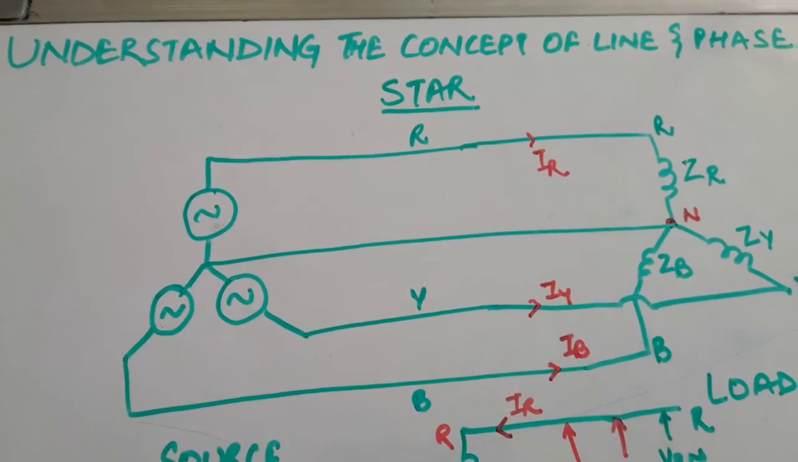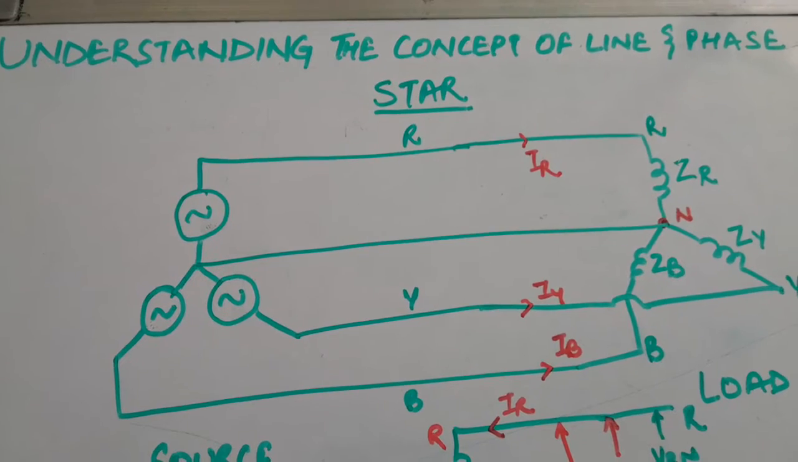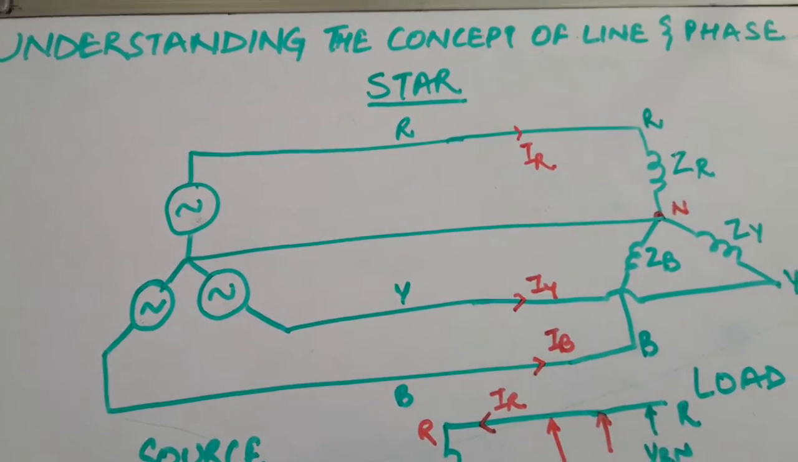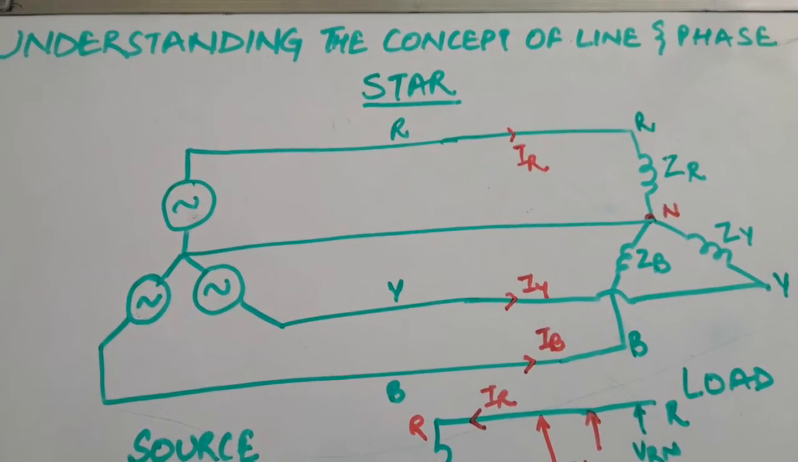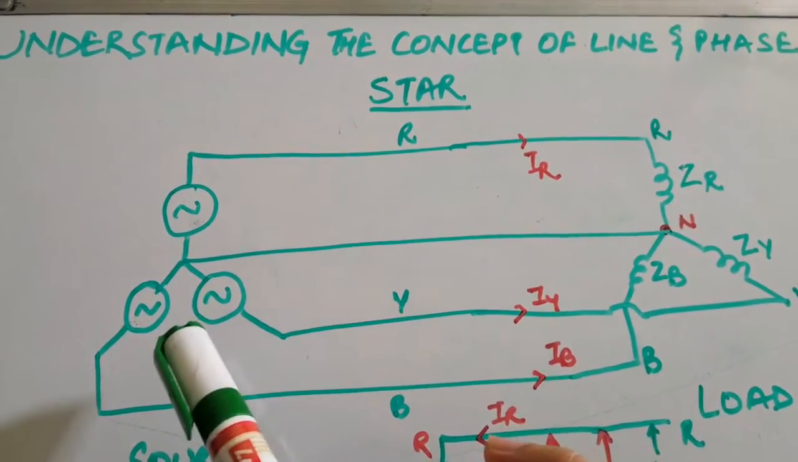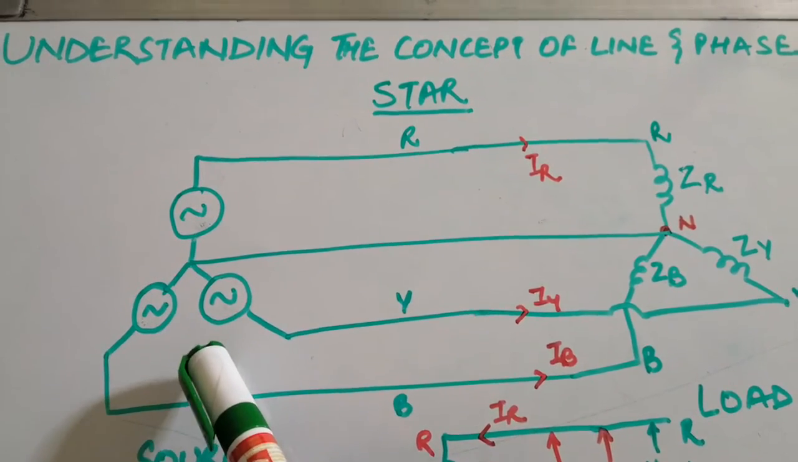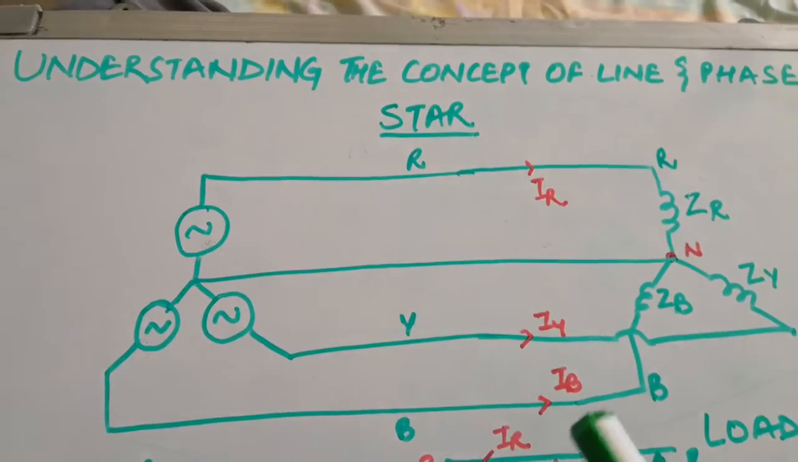Welcome back, students. Today we will be discussing the concept of line and phase voltage as well as current. As you all can see, I have taken an example of the star system. So I have taken both the star load as well as the star source. So here you can see I have marked some points with red marker.